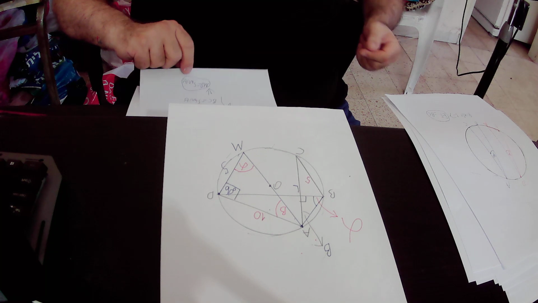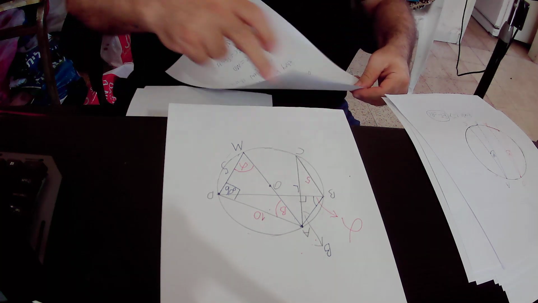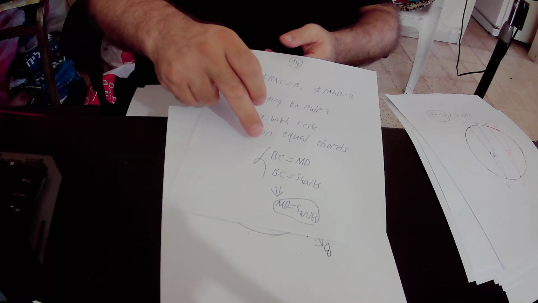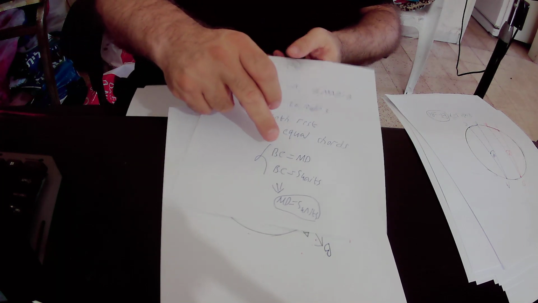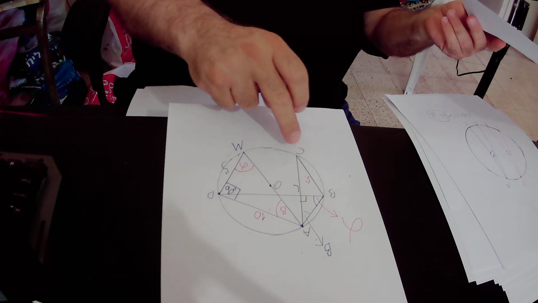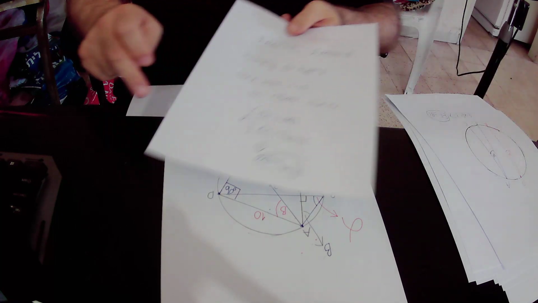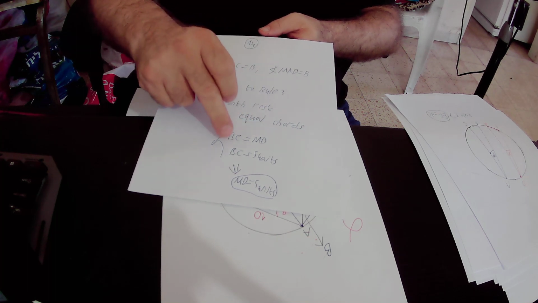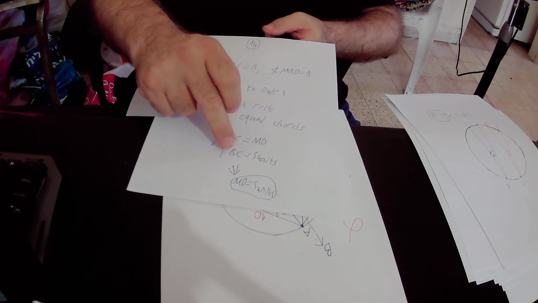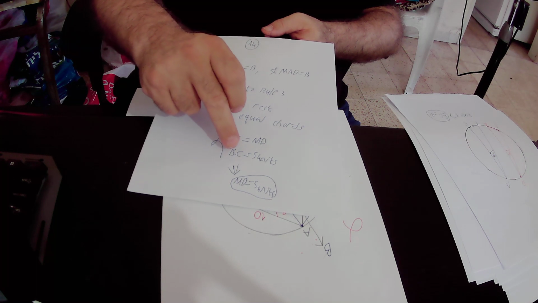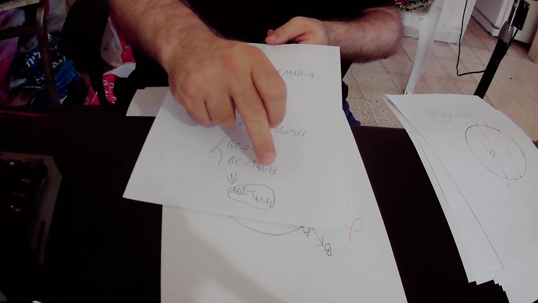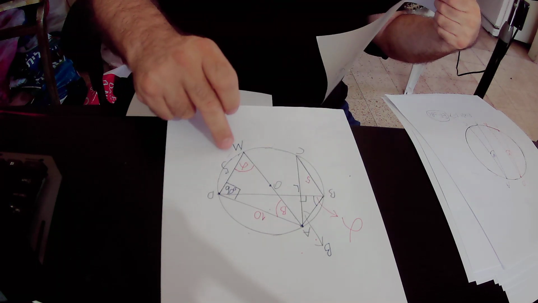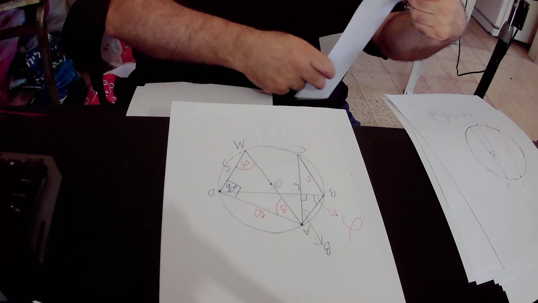Okay, so according to rule number 3, BC equals MD, but we know that BC equals 5 units. It is given to us in the question. BC equals 5 units, and we know that BC equals MD, so we can deduce from these expressions that MD also equals 5 units.